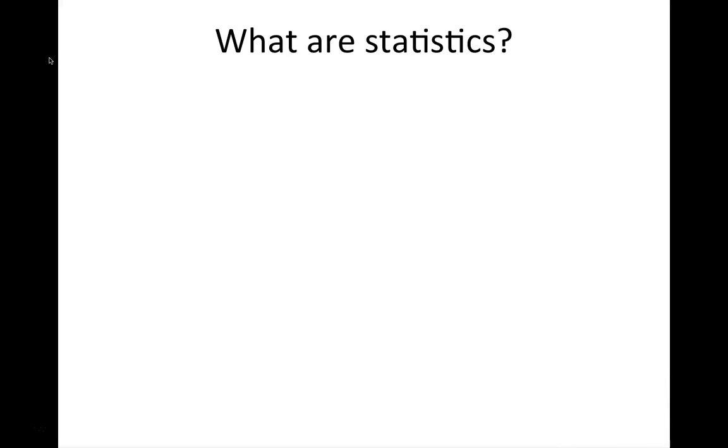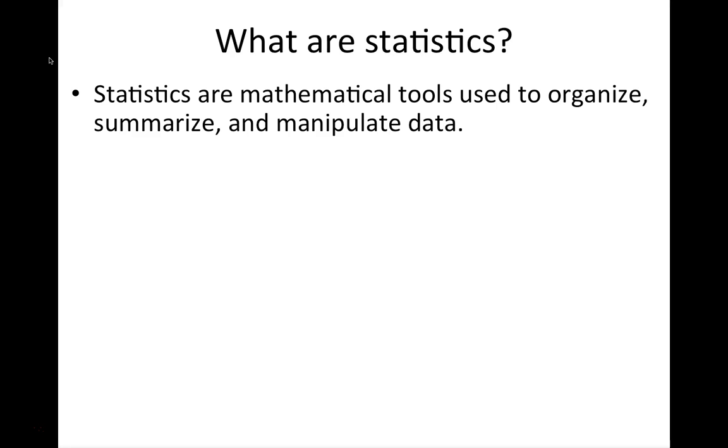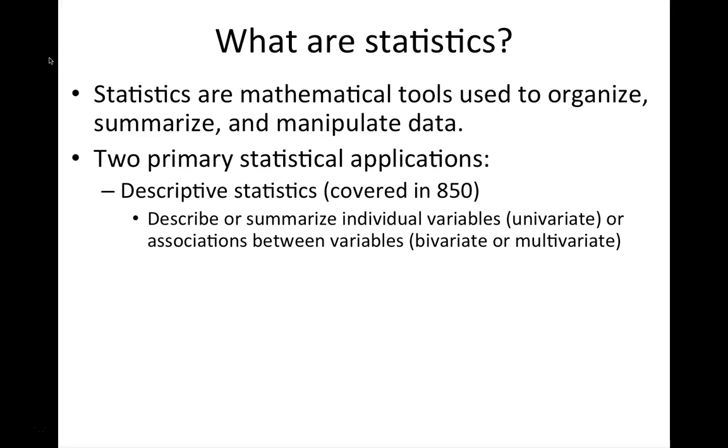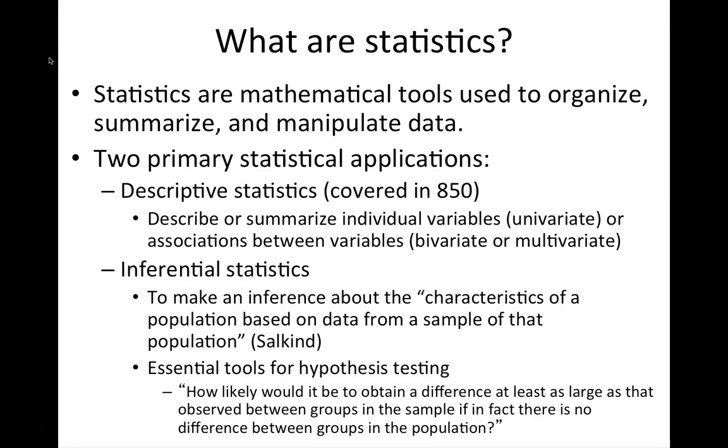So first, what are statistics? Statistics are mathematical tools used to organize, summarize, and manipulate data. And there are two primary statistical applications. The first, descriptive statistics, which you covered as well in 850. In descriptive statistics, we use these to describe or summarize individual variables, univariate statistics, or associations between variables, bivariate or multivariate statistics. In inferential statistics, we use statistics to make an inference about the characteristics of a population based on data from a sample of that population.